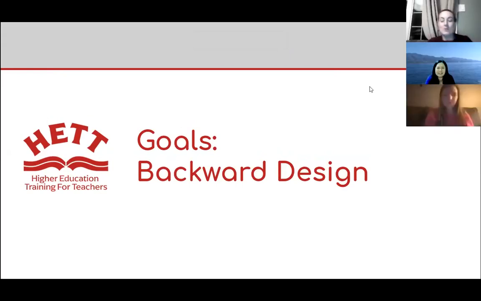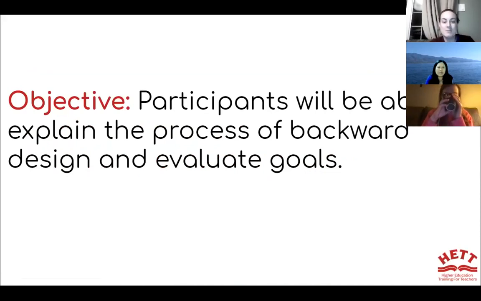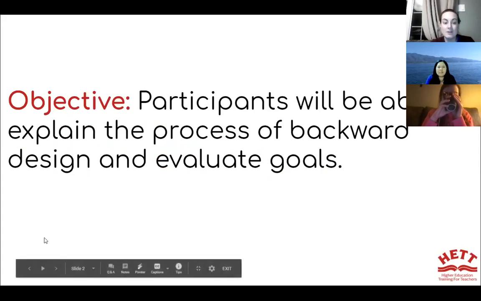Okay, so today we're going to look at backward design. Objectives: participants will be able to explain the process of backward design and evaluate goals.